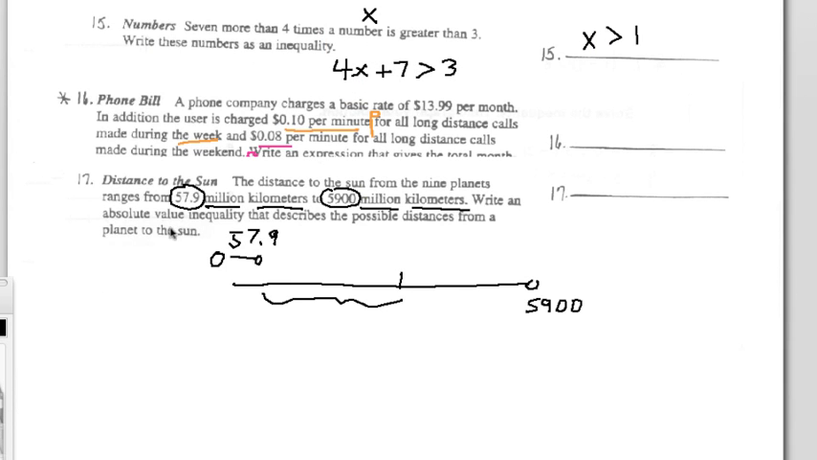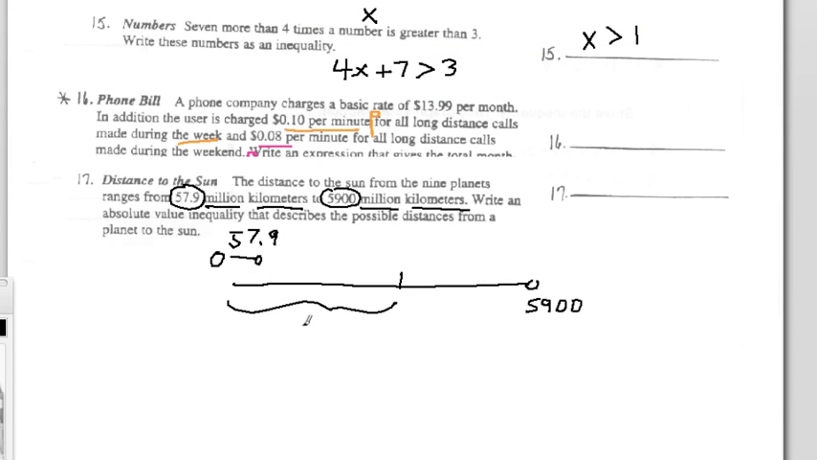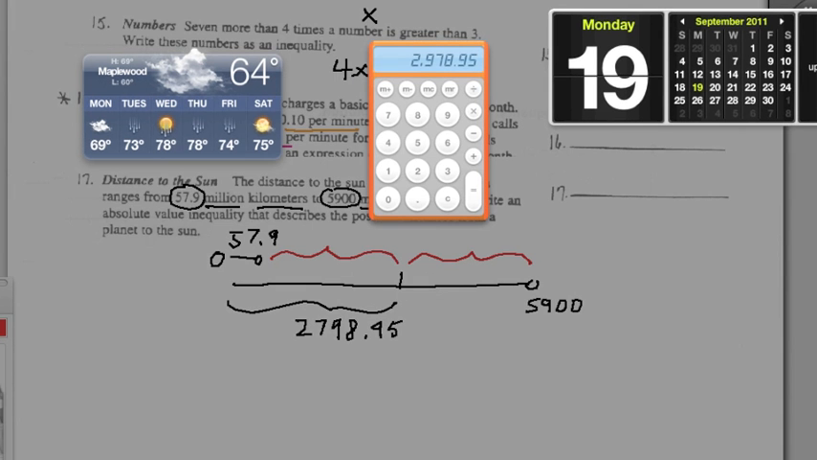I want to relabel this. This was the distance I wanted here. What was that again? 2978.95. 2798.95. And then what would these two distances be? Because this is the wording of absolute value. Let's just find those two distances. They're going to be equal, and let's make sure we did our math right.